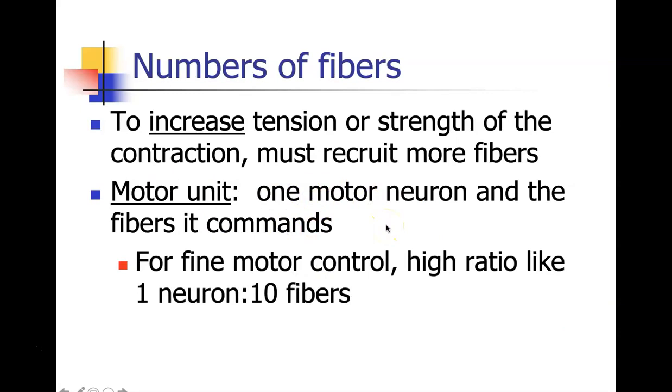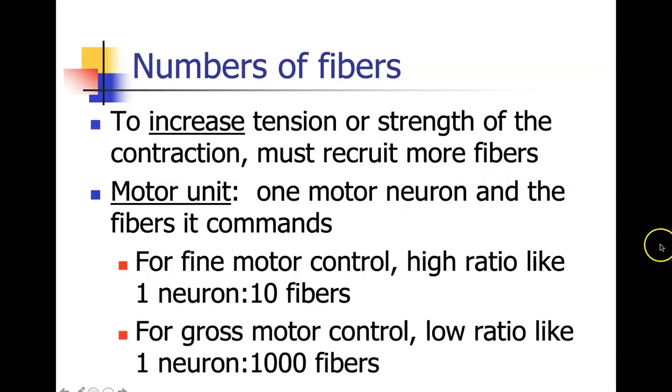Okay. So talk about fine motor control. We're talking about a high ratio, something like 1 neuron to 10 fibers. Comparing this to gross motor control has a lower ratio, about 1 neuron to 1,000 fibers. Okay. And so you need this finer, higher ratio in order to be able to do things like write and draw and have that fine motor control.